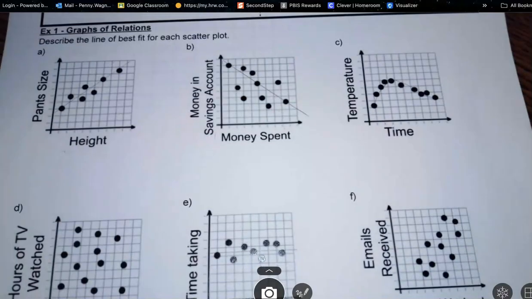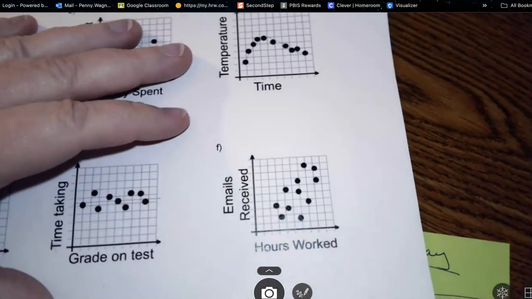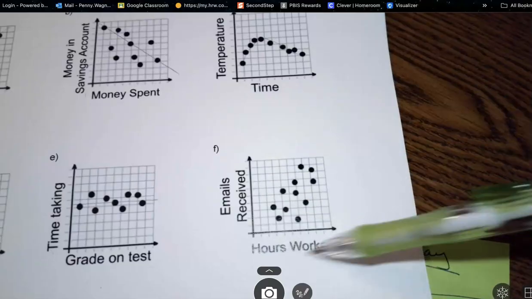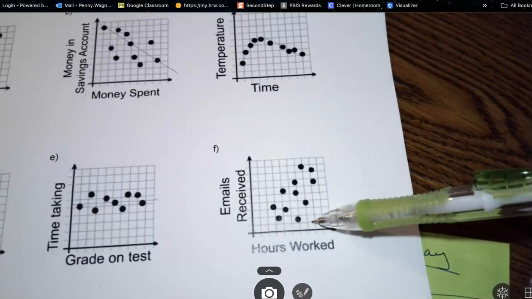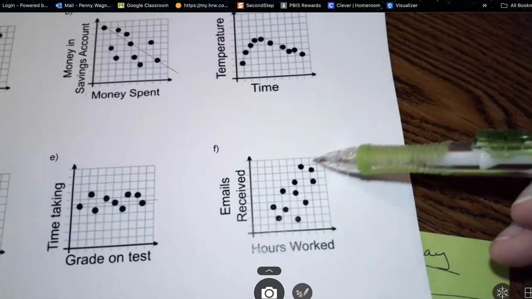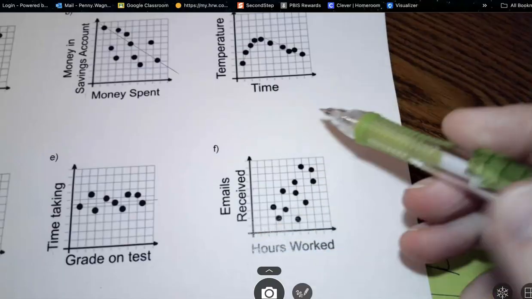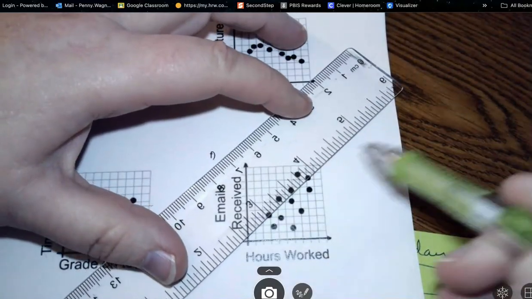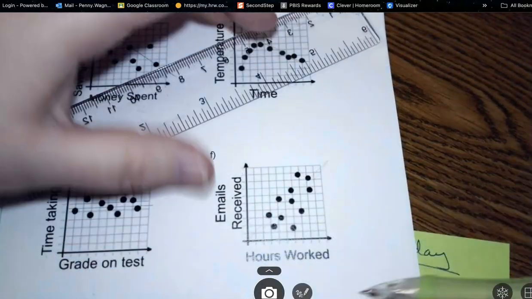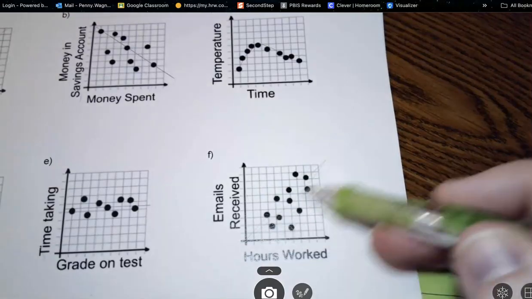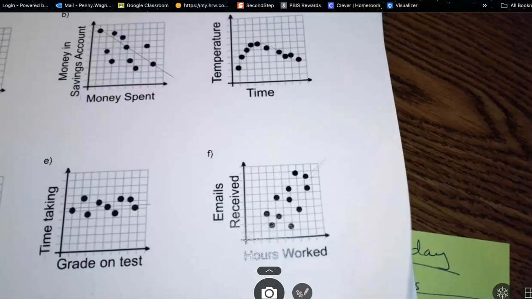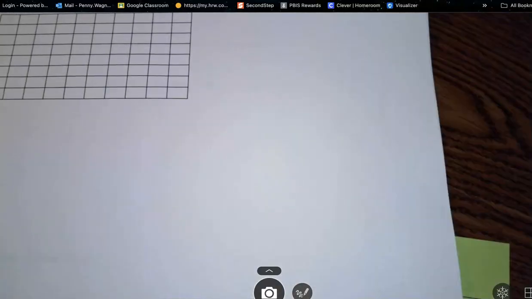Okay. Then we get to F. We have the emails that were received and the hours worked. So the more hours worked, the more emails it looks like they got. So it's kind of got a soft positive. I could draw a line through that and get down through the center, have even numbers on both sides. But again, I would not call that linear. Okay, next page.